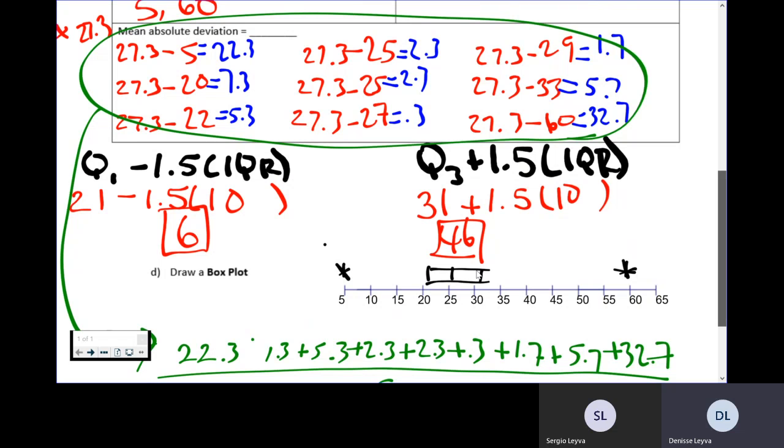And it's going to create a rectangle. And then I'm just going to connect my min and my max to the box. And that's how you make a box plot. That's all you have to do. So this little asterisk is your min. This is your max. This would be your Q1, Q2, and Q3. That is all you have to review for this quiz.